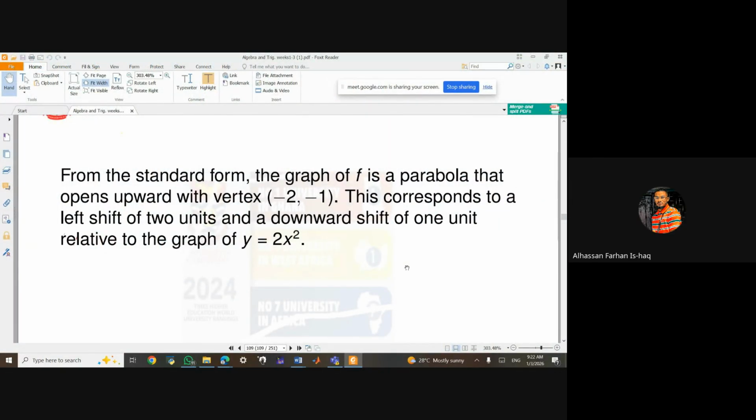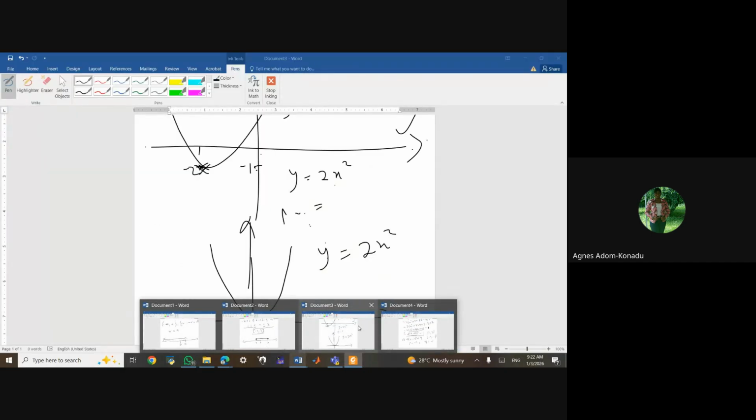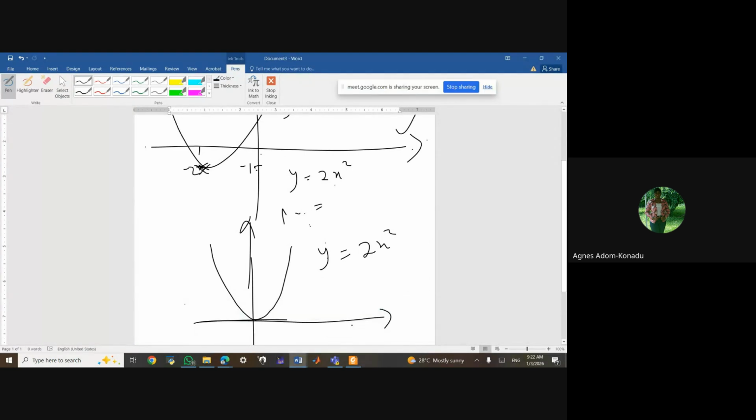Madam, please, is it 2 units to the left or to the right? It's to the left, please. Thank you. So looking at the graph, it's to the right. So please, this is to the left. All right.